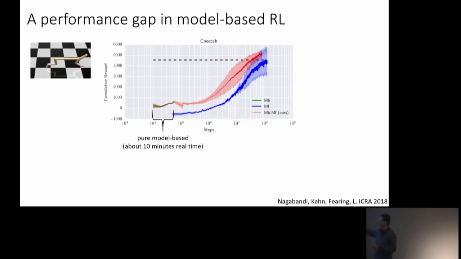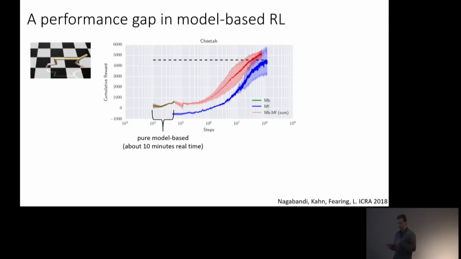So here we train a neural network dynamics model to predict s_{t+1} from s_t, a_t, and then use random shooting to choose actions with a horizon of 10 steps. So it's a very simple model-based RL algorithm. It's sort of the canonical version of version 1.5. And that takes the equivalent of 10 minutes of real time.